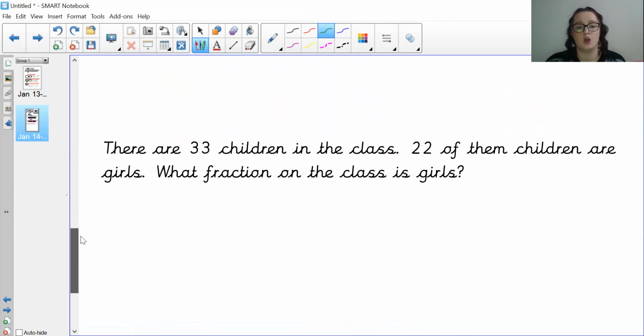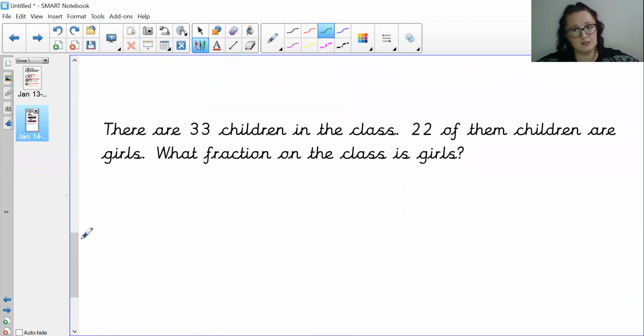So, big numbers in this one. There are 33 children in the class. 22 of those children are girls. What fraction of the class is girls? Now, this is a bit trickier because it's asking us about the fraction, not of how many is in that fraction. So we need to do it a little bit backwards.